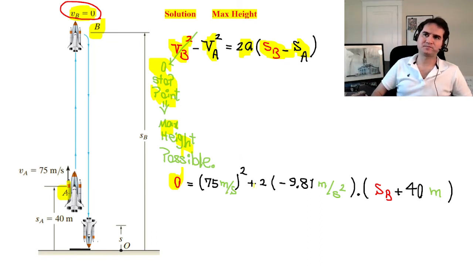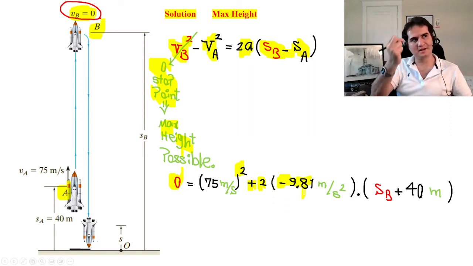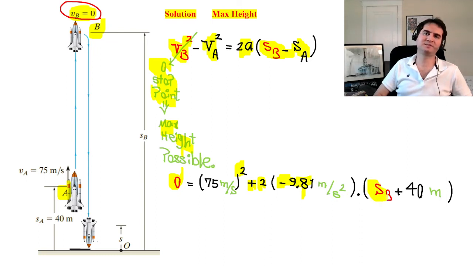75, positive 75 meters per second, squared, plus 2 times the downward acceleration of gravity, meters over square seconds, times the displacement of s_B minus s_A.